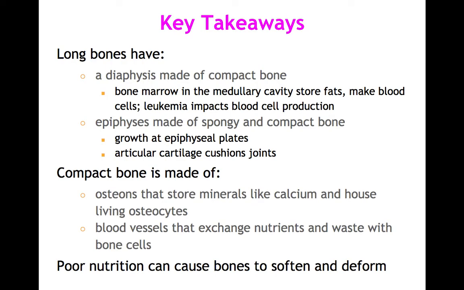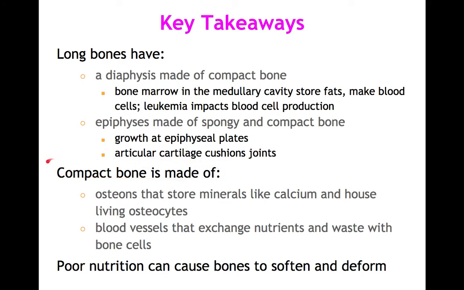Here are your key takeaways. First, you should know that long bones have a diaphysis made of compact bone, where the inside is going to have bone marrow in the medullary cavity that stores fats or that can make blood cells. And if you have leukemia, that would impact your ability to make blood cells. Long bones also have epiphyses that are made of both spongy and compact bone, and they can grow at the epiphyseal plates, and they have articular cartilage on the ends that cushion your bones at the joints.